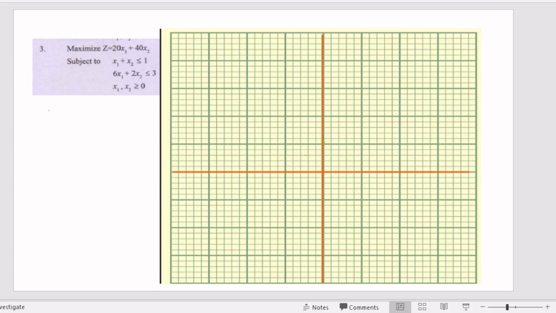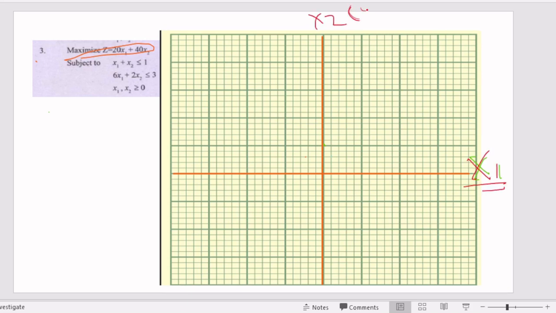Question number 3. The graph I have chosen is different because we have two different equations. Here it says maximize Z equal to 2x1 plus 40x2. Do not confuse x1, x2. Let's say I'll write over here. So this is x1, or the x coordinate. This is x2, or the y coordinate. Okay, makes sense.